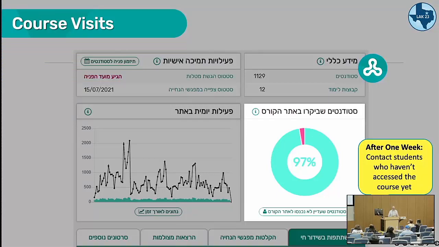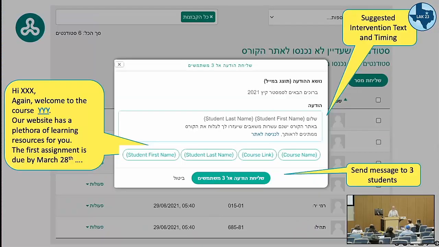And we send them a nice personalized letter. This letter is meant not just as a technical one, it's meant to hear the feedback from the students. And so we write the students, hi, each one will get his own personalized account. Again, welcome to the course. Our website has a plethora of learning resources for you. The first assignment is due by March 28th.